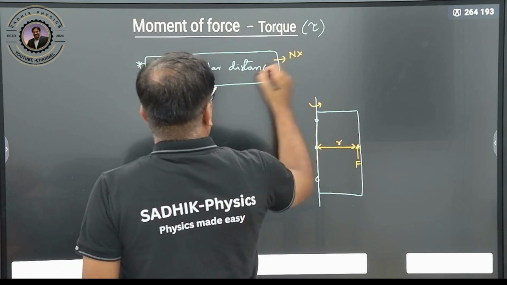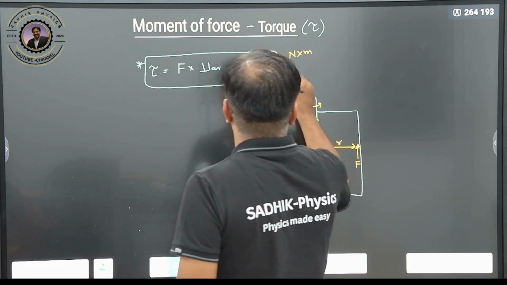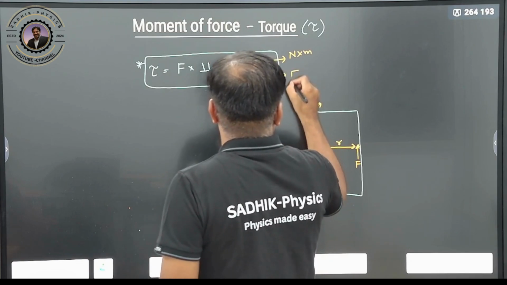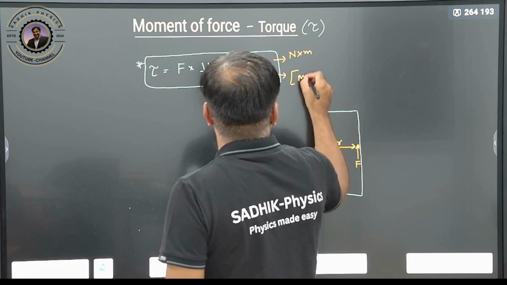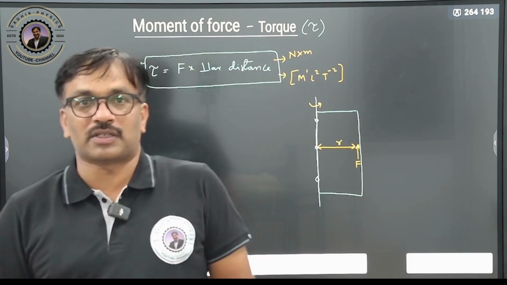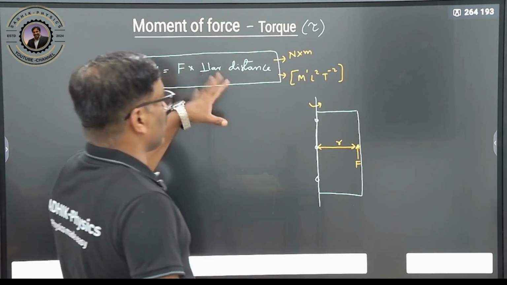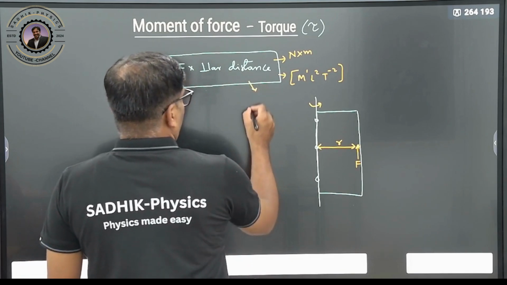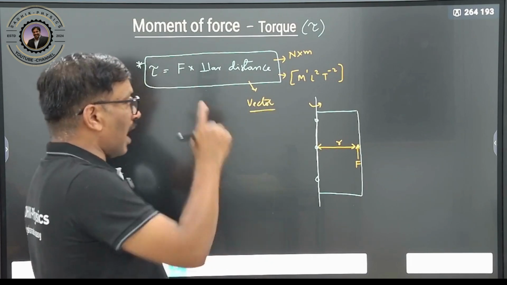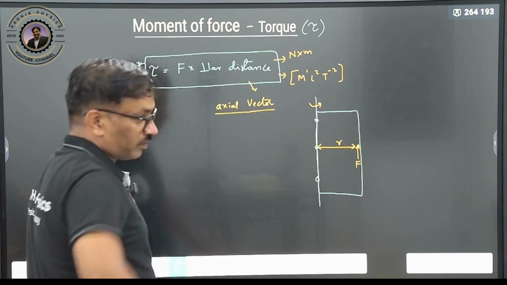Force is Newton, perpendicular distance is meter, so Newton meter. Sometimes we write it like joules, but joules is related to energy; Newton meter is torque. So what will be the dimensional formula? It is exactly like energy, M1 L2 T minus 2. So the dimensional formula for energy and torque are the same, but both quantities are different. Whether it is a vector or scalar, it is a vector. Where is the direction acting? It is acting along the axis of rotation, that's why you can call it an axial vector, right?